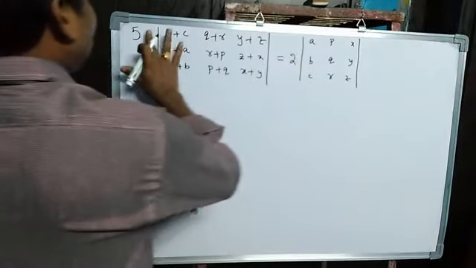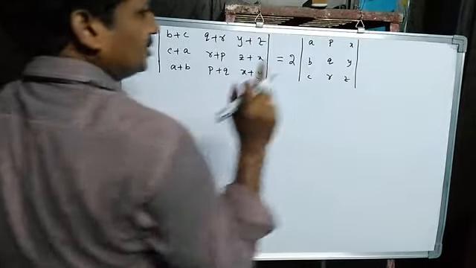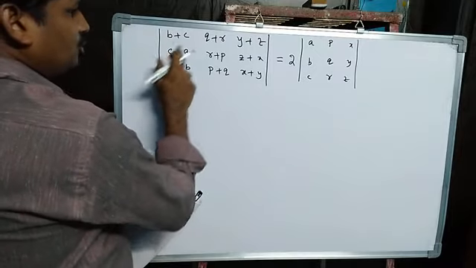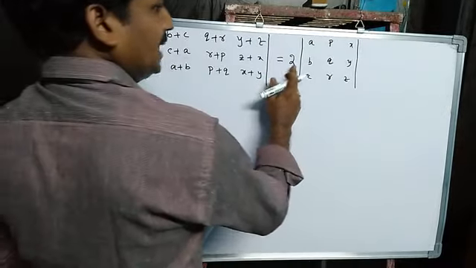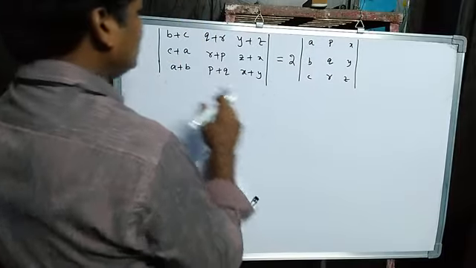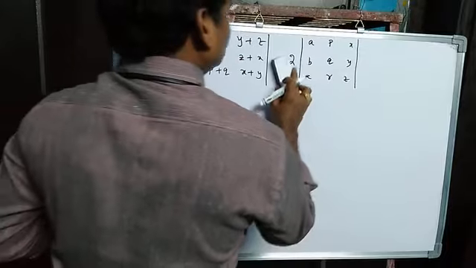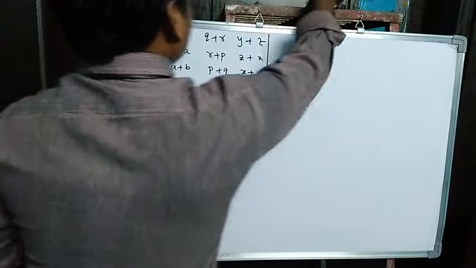So I am taking the left side now. Just observe here: B plus C, C plus A, A plus B. Here the sum of two terms is given, but on the right side only 2 times a single term is given. That means we have to reduce one term here. How will it be? We will see.